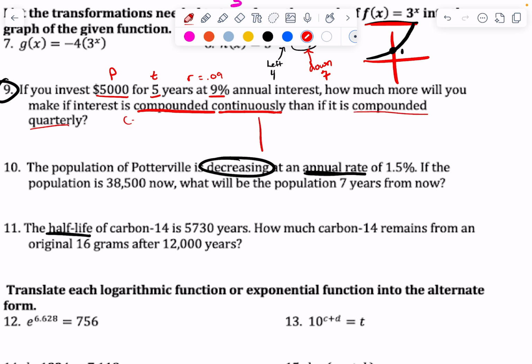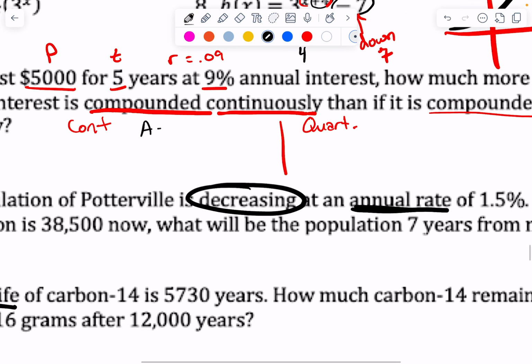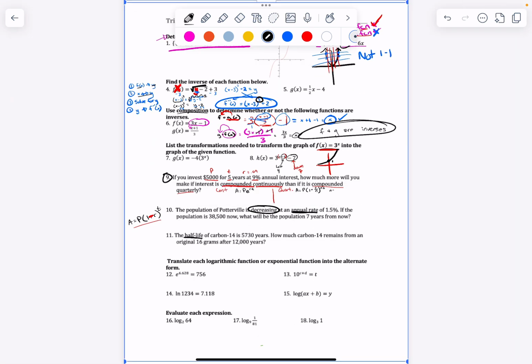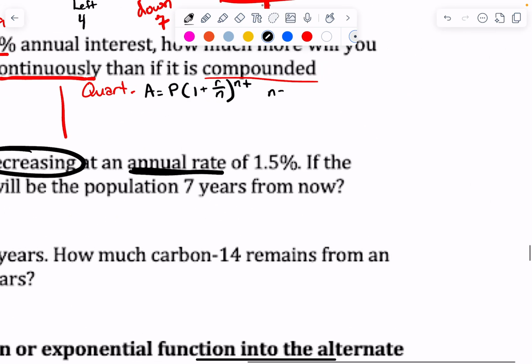So let's go continuous over here, and let's do quarterly over here. Okay. Compounded continuously is PERT: A equals PE to the RT power. Compounded quarterly would be A equals P times 1 plus R over N to the NT power. And in this case, when you're compounding quarterly, N will be 4.